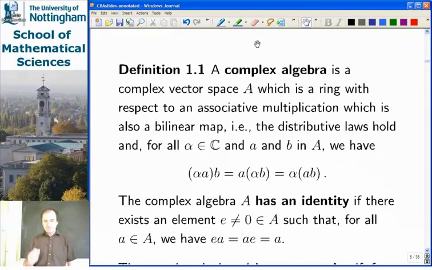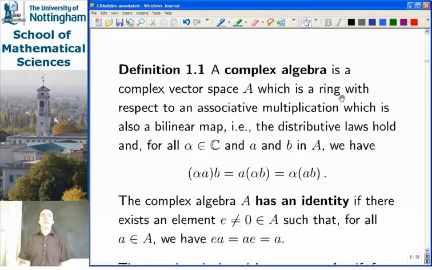Okay, so what's a complex algebra? Well, you just start with a vector space, but it should be a ring with respect to multiplication. Well, a ring means you've got an associative multiplication and you've got the distributive laws.